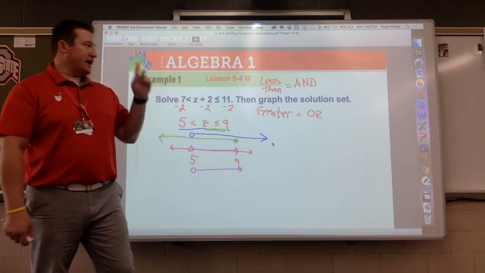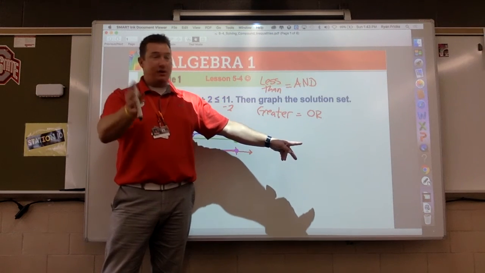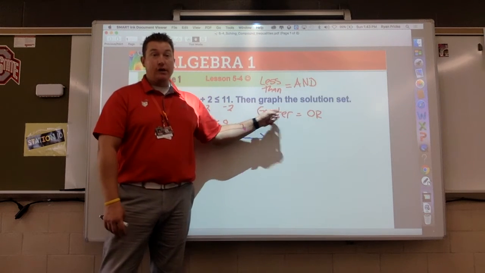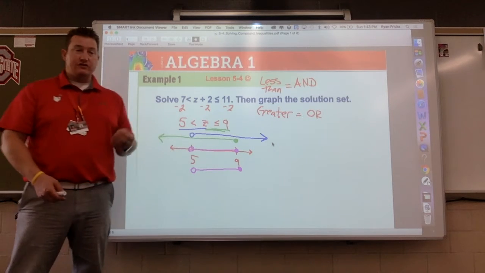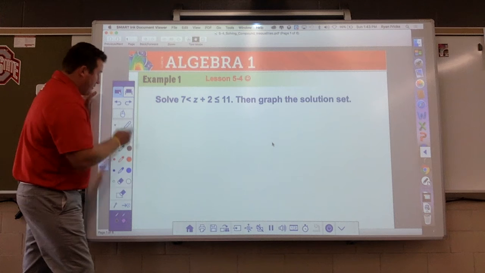But again, you got to recognize two things. Is it an and? Is it an or? We haven't seen an or yet, so we don't really know what those look like. Right? Less than means and. Greater means or. And you can't forget about open dots versus closed dots. All right? Okay.